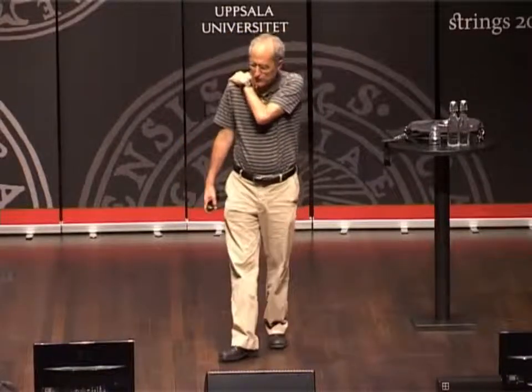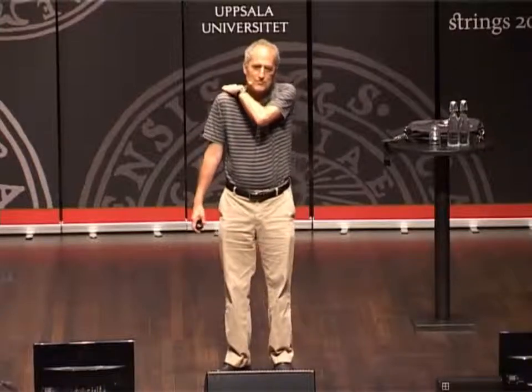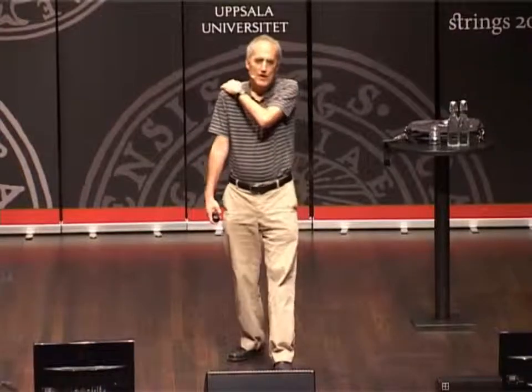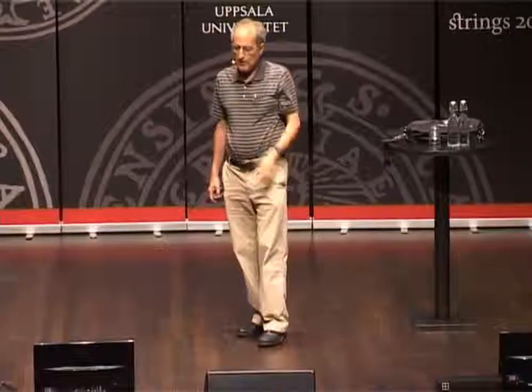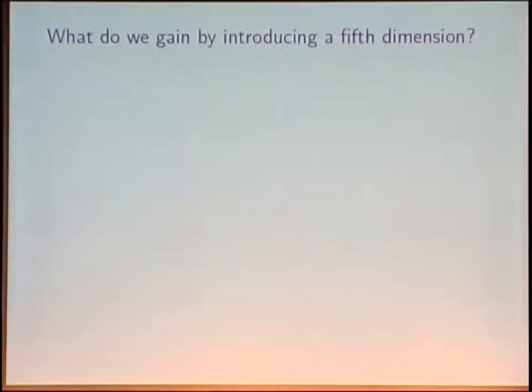I won't use that in the rest of the lecture. I've just mentioned it because somebody might wonder what happened to the 't Hooft operator when we did T-duality. So what do we gain by introducing a 5th dimension? Nothing from what I've said so far. It was just a weak coupling transformation that mapped a theory in 4 dimensions to a theory in 5 dimensions.